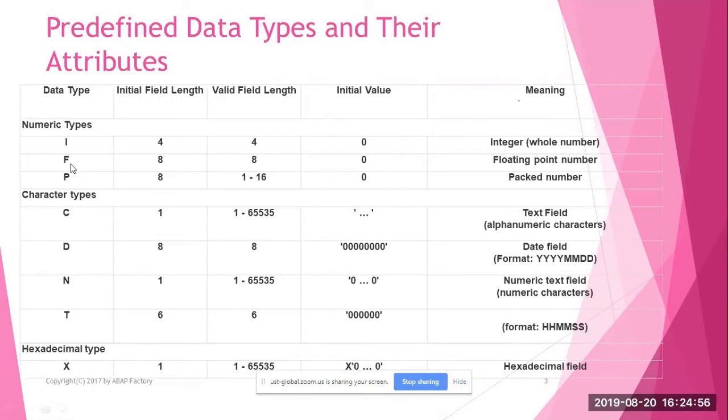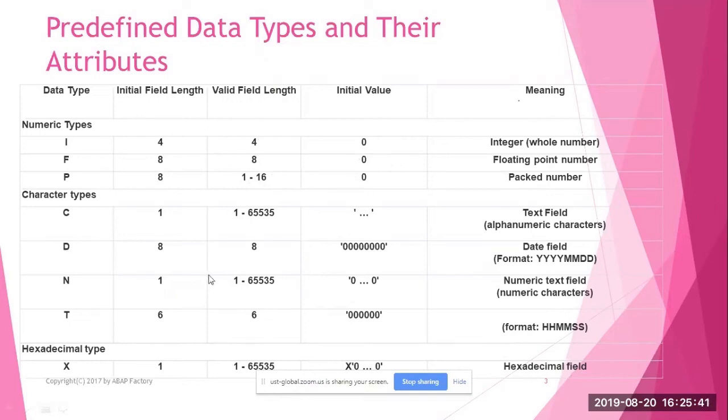Same for floating point. The initial length will be 8 bytes, and the final length is also 8 bytes only, like integer. Then P, this is a packed number or packed decimal, as we call it. The initial length will be 8 and it can be 1 byte to 16 bytes. You can decrease the length if you explicitly define it from 1 to 16, and we can also increase it up to 16, and its initial value is also 0.